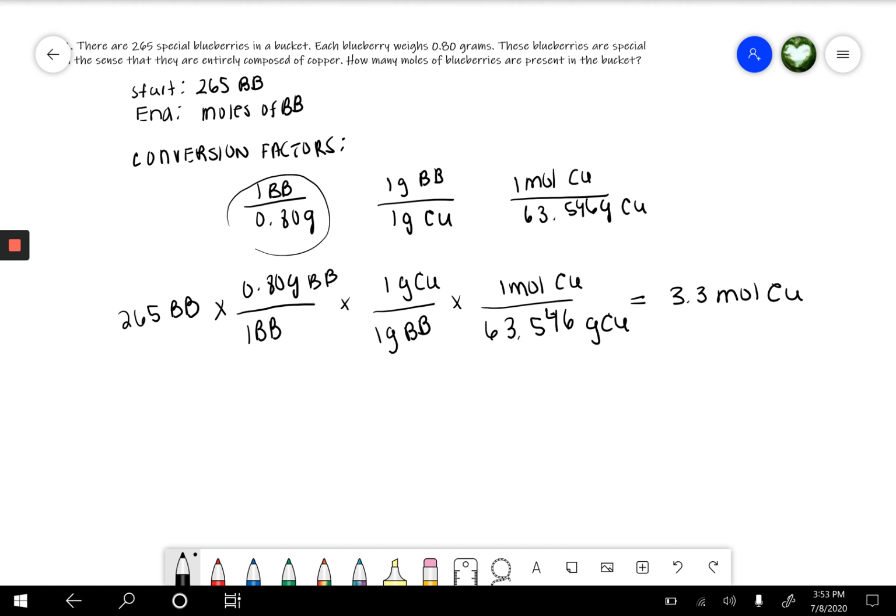I'm just going to put this in my calculator to recheck. 265 times 0.8 divided by 63.546. Yes, 3.33. The answer is going to be to 2 significant figures because of this number right here. And because 1 gram of blueberry is equal to 1 gram of copper, and the blueberries are pretty much copper, we can say that there are 3.3 moles of blueberries in the bucket.